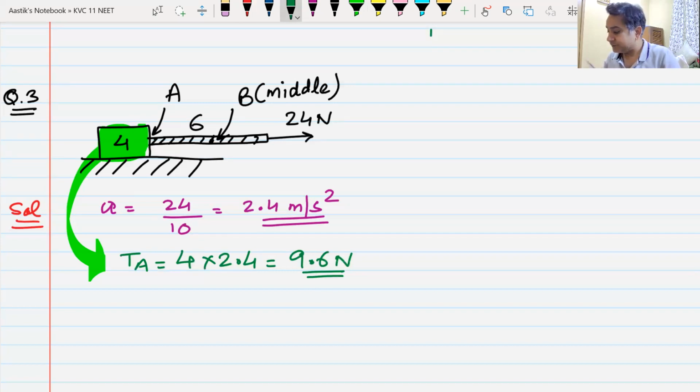Then what do we do? You go till this point and you take this entire thing as one system. So what is the total mass of this system?